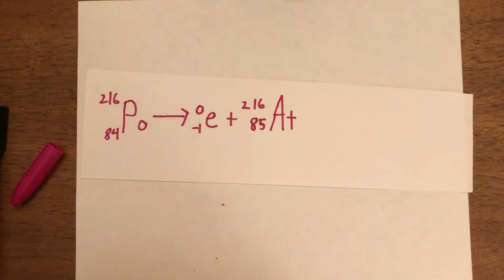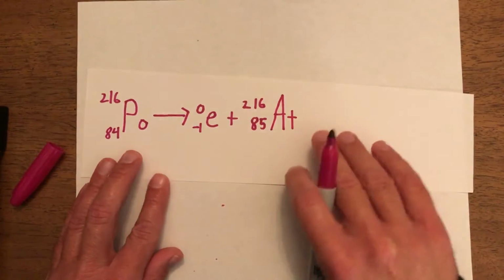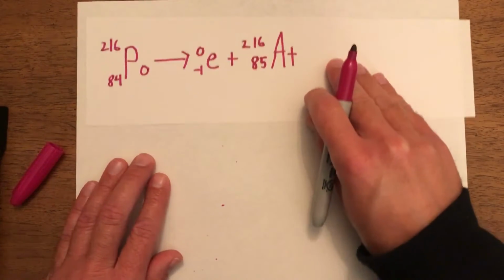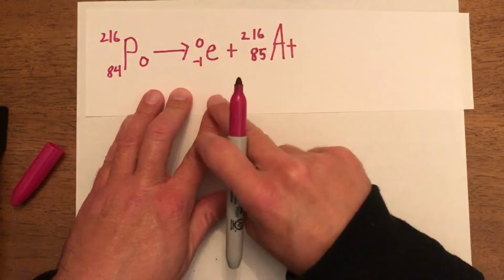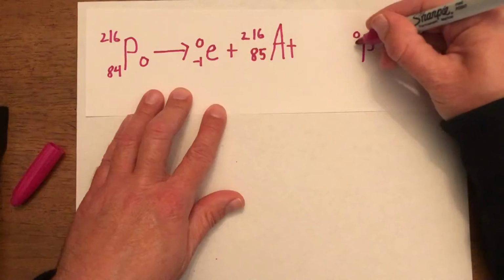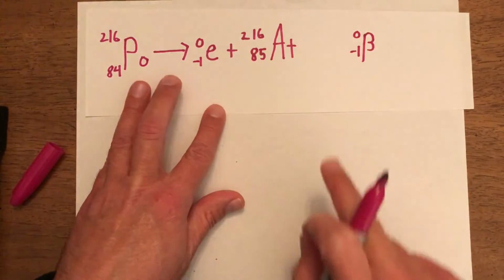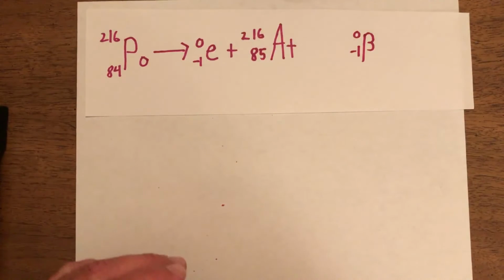And so that is our completed example of a beta decay equation. By the way, sometimes you will see in some books, instead of writing it as an E that way, you might see some books write it like that. So same thing, instead of E for electron, it's B for beta particle. Either way, they're both equivalent.